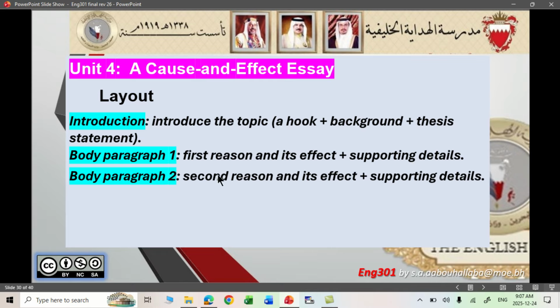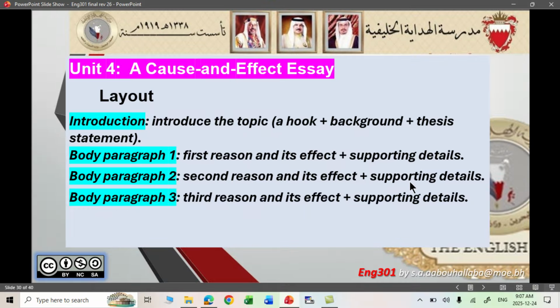And the second paragraph, the second reason with its effects and supporting details. Body paragraph 3, the third reason, its effect and supporting details. Somebody might say, may I just collect all the reasons in one paragraph and give all the effects in another? It could be.